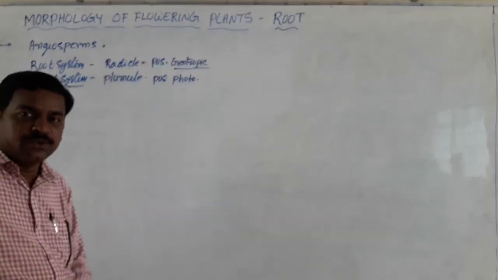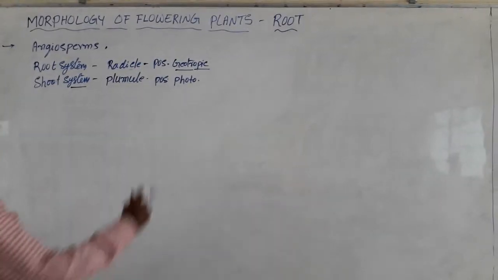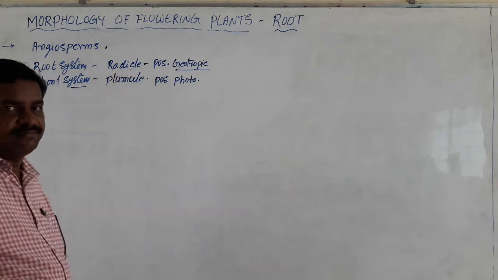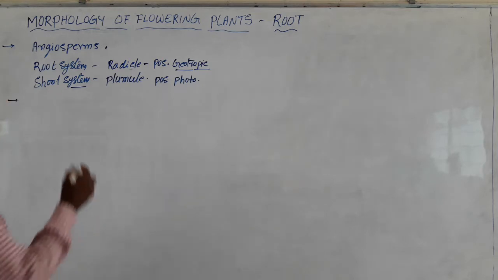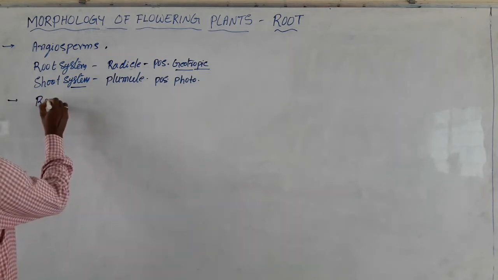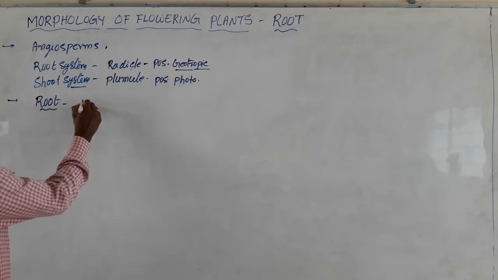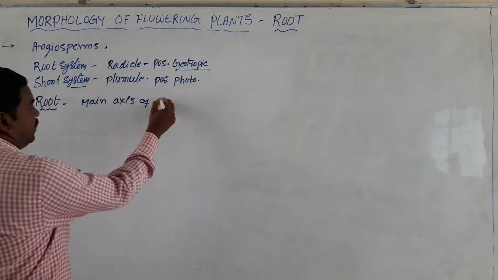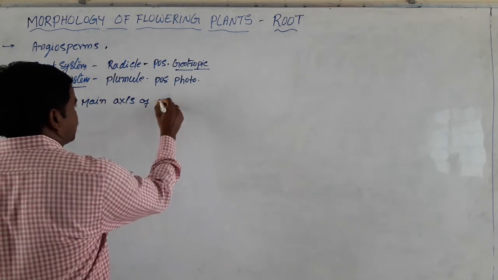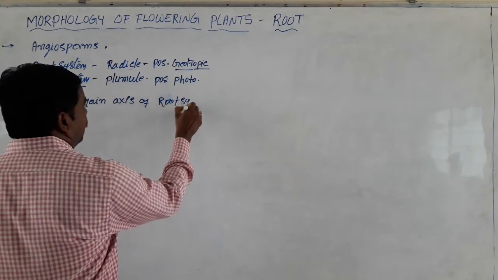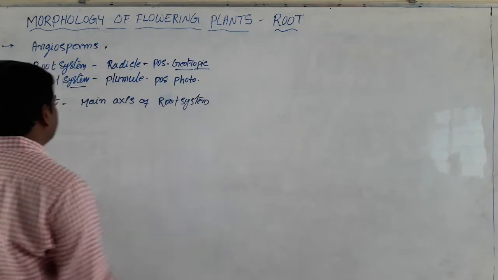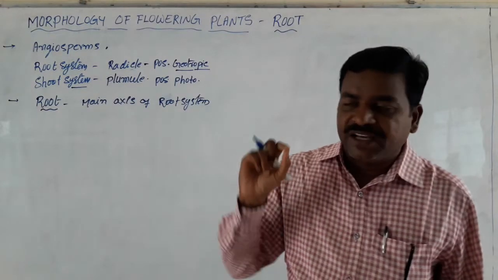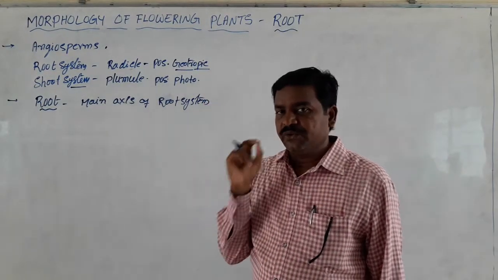So, in this way, there are two systems. Similarly, define root: the main axis of the root system is considered a root. The main axis of the root system is called the root.